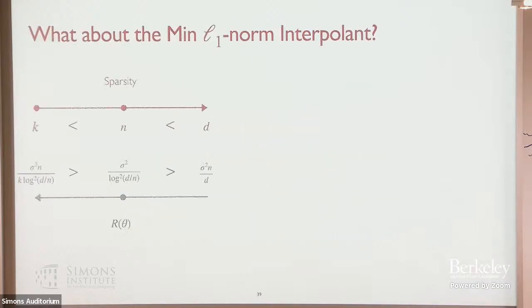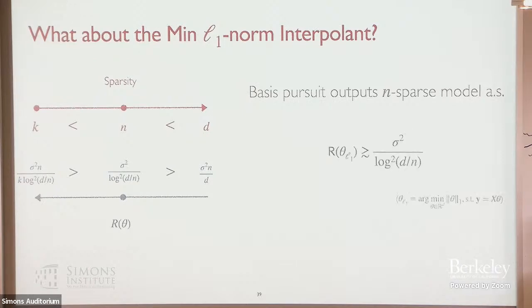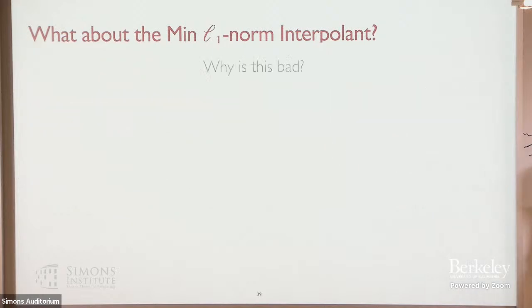So what does this mean about the minimum L1 norm interpolant? We know that in this setting, basis pursuit outputs an n-sparse solution almost surely. You can look at one of the many papers in the literature, and this is a known fact about basis pursuit. So if you plug in s equal to n, this tells us that the excess risk is lower bounded by something like sigma squared divided by log d over n. So it's only decreasing logarithmically in d. You can think of d growing, and this is only going down logarithmically.